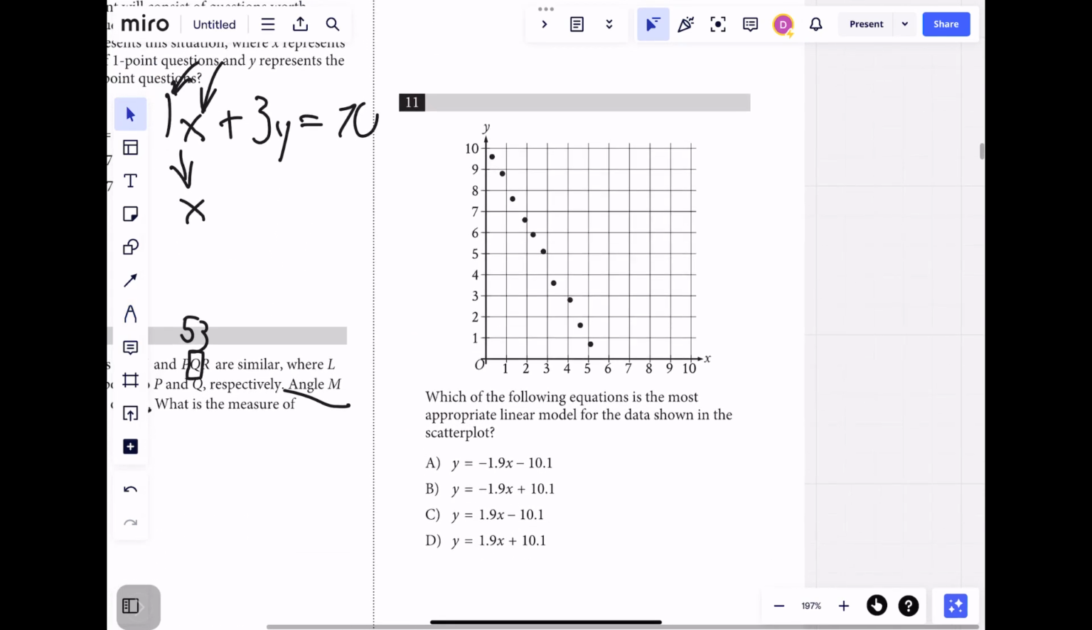Which of the following equations is the most appropriate linear model for the data shown in the scatter plot? So we can see that this is going down, which means it has a negative slope, and the y-intercept is above 0, so it's going to be positive. And using that, we can eliminate those three answer choices, and we're left with B.